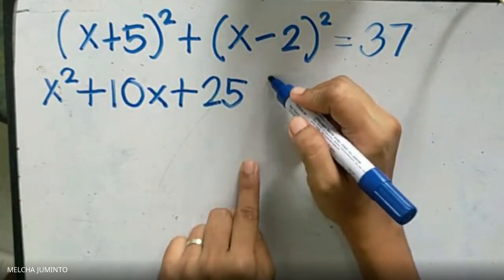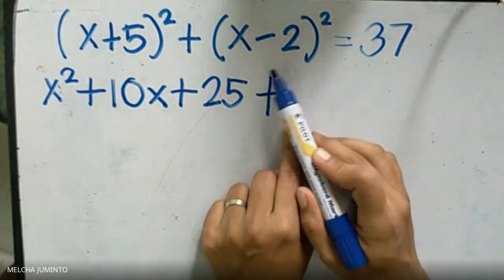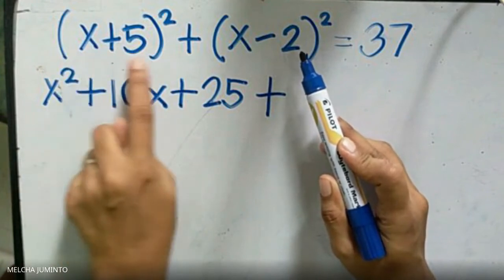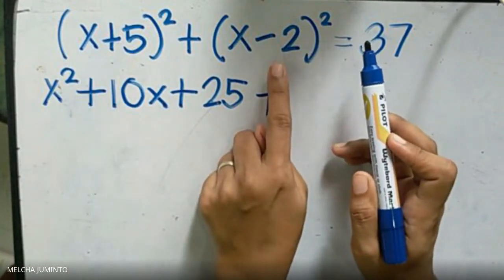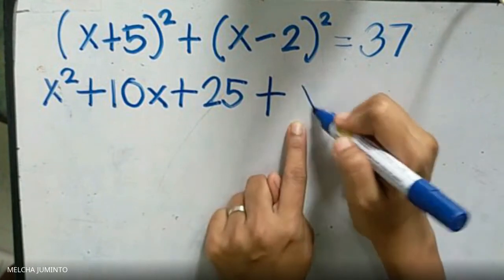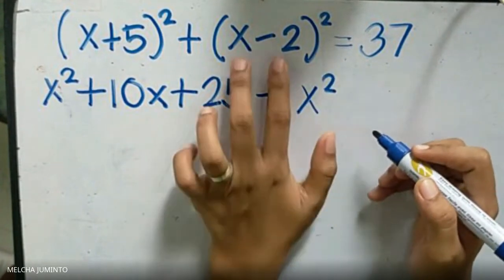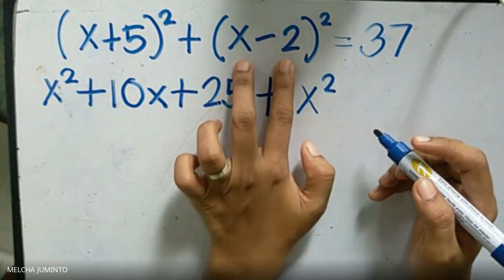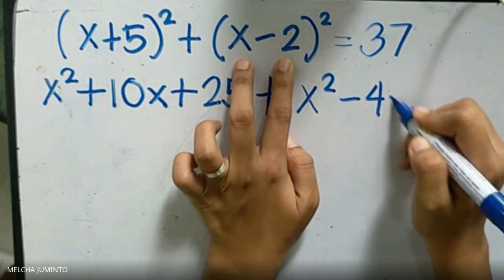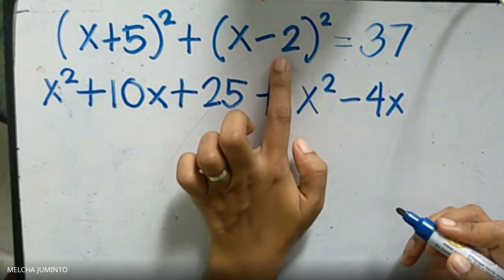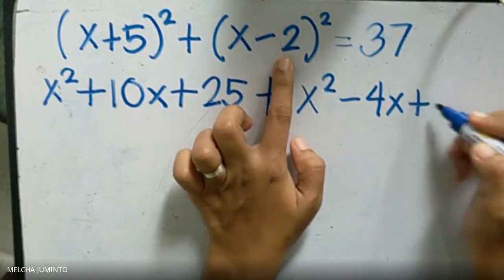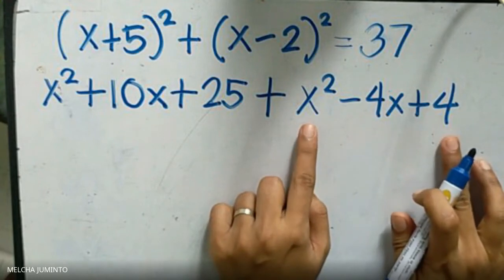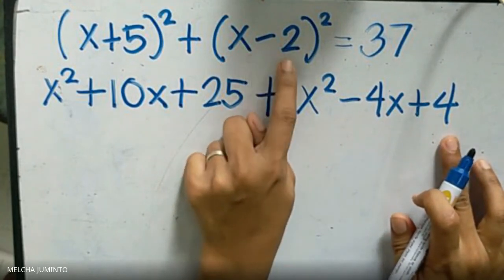Then, copy the addition. Now, this time, we will do the same in x minus 2. The same step we did here in x plus 5 squared will also be done here in x minus 2. So first, square x. We have x squared. Next, multiply x and negative 2. x times negative 2 is negative 2x, times 2 is negative 4x. Next, square negative 2. Negative 2 times negative 2 is positive 4. So, the trinomial x squared minus 4x plus 4 is from squaring x minus 2 squared.